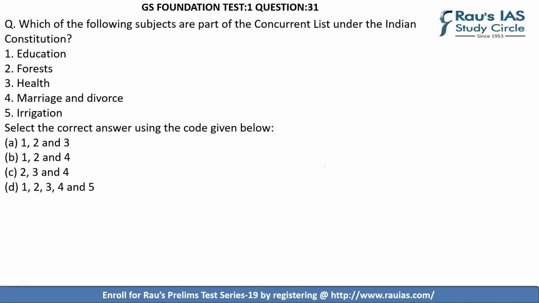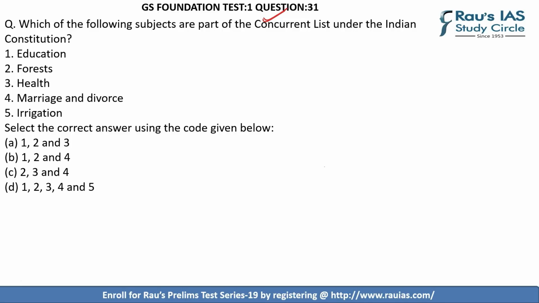Question number 31 is a very easy and direct question. We are given 5 statements and we need to identify which among them are a part of the concurrent list under the Indian Constitution. Now before moving to the question, let us understand what we mean by concurrent list and if there are any other lists.